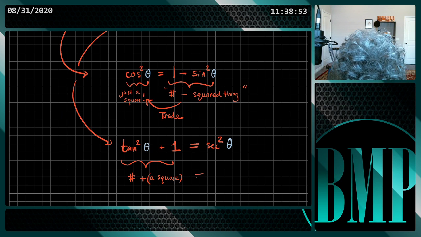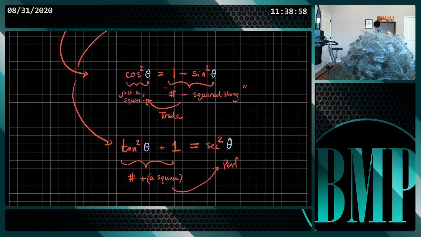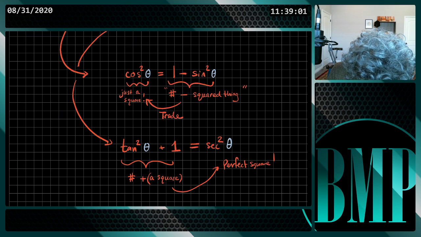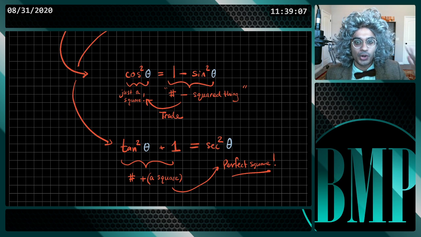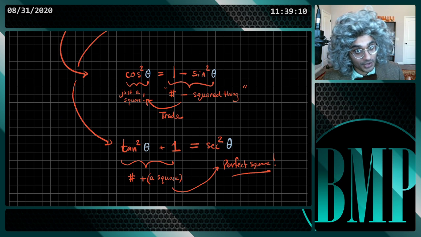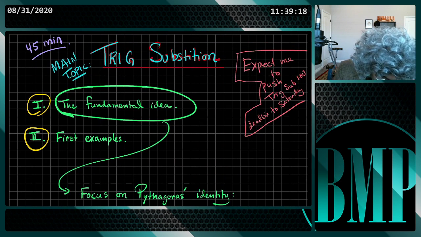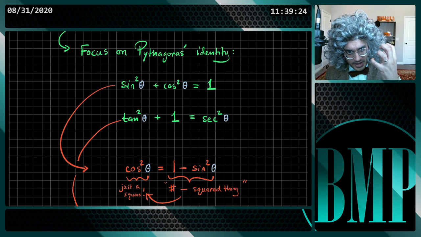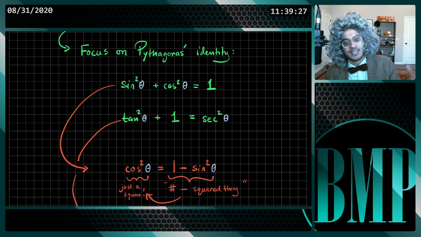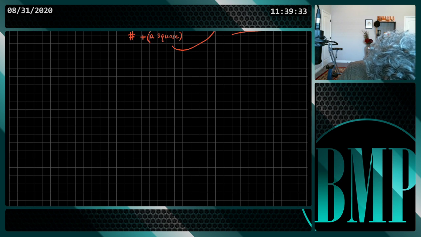And the other side trades, so you could trade this off for a perfect square. Just a squared thing. And this will work wonders. So we've got to check out why that's the case. The fundamental idea is to use these trig identities to trade off something that's not a square, like a number plus a square, with a perfect square. Okay, great. I hope you wrote that down, and now let's do examples.